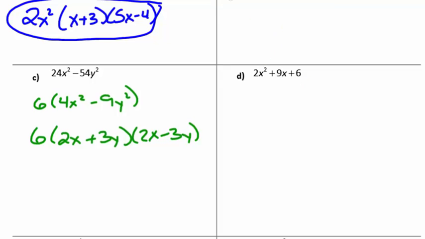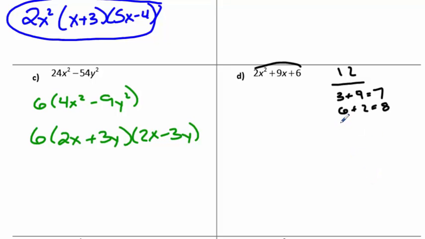In part D, trinomial with nothing in common. So we're going to multiply first and last. That's going to give us 12. Looking for two positives here. So I can use 3 and 4. 3 plus 4 is 7. That doesn't work. We could also use 6 and 2. 6 plus 2 is 8.